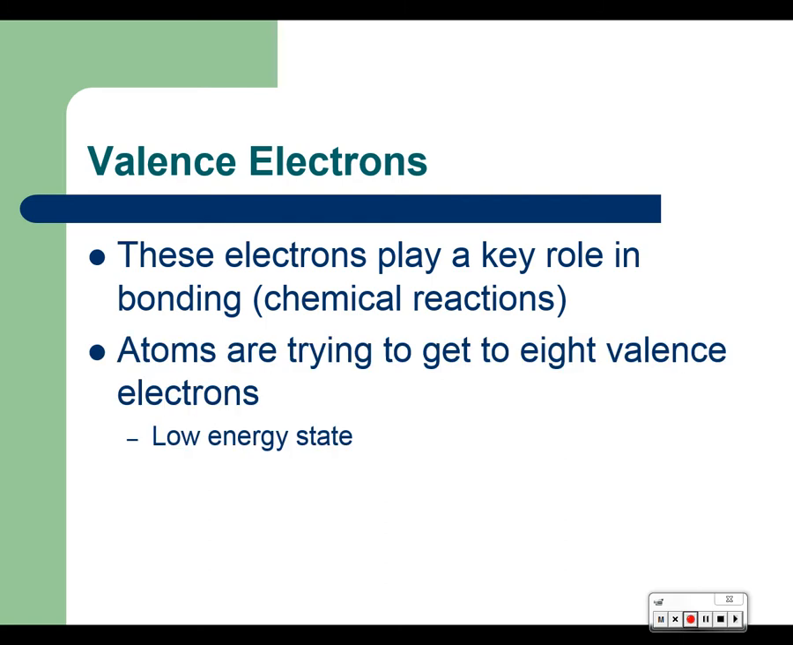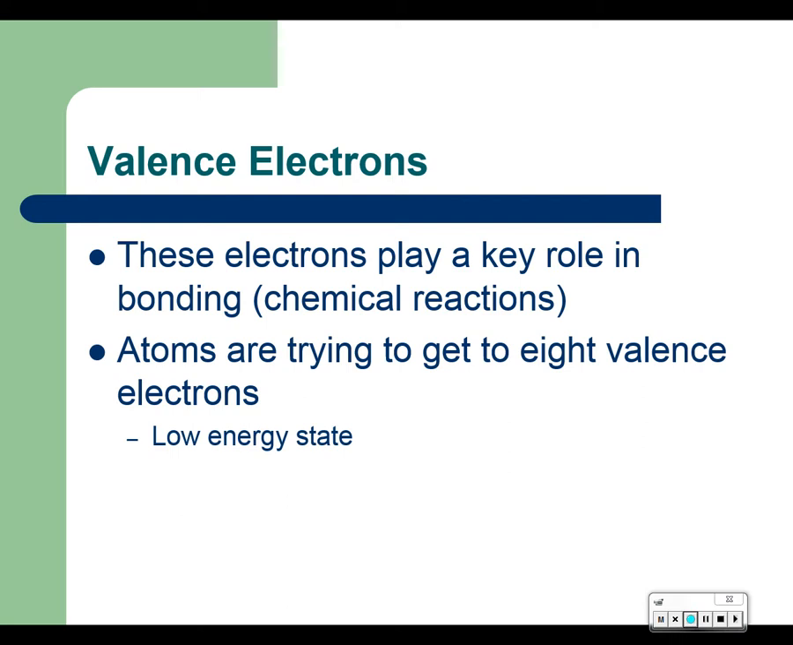Atoms are trying to get to 8 valence electrons. Why? It's a low energy state. And remember, we discussed a lot when we were talking about the location of electrons. In nature, things try to get to low energy states, right? We talked about this 100 times, right?